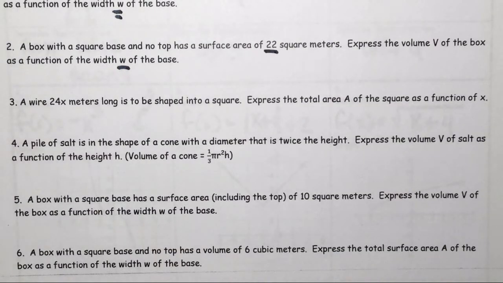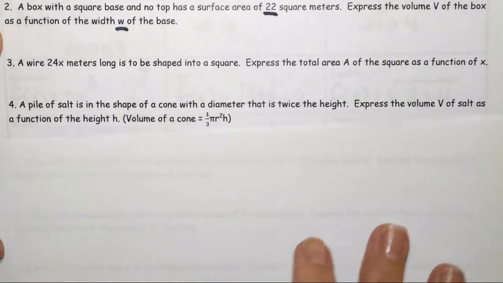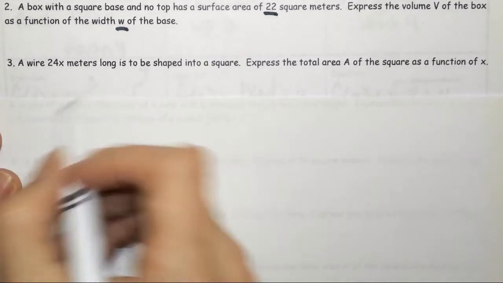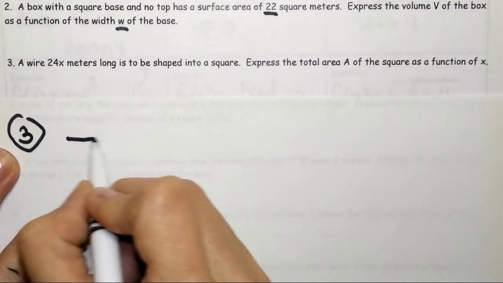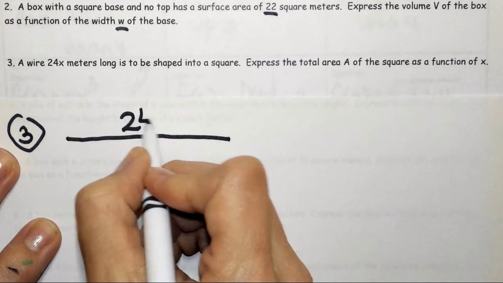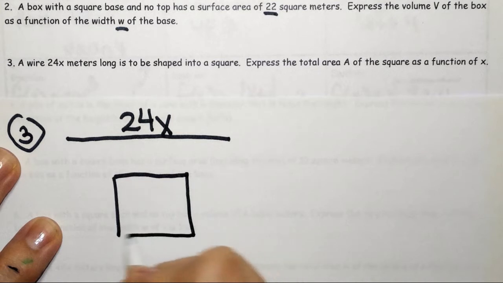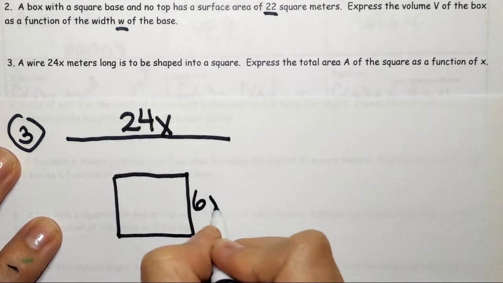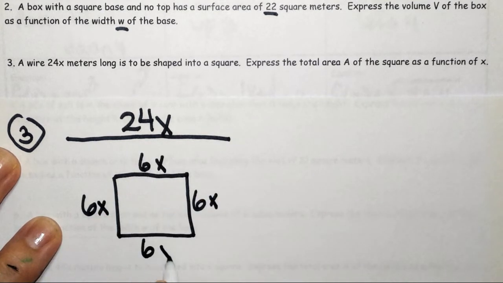Okay, let's go look at number 3. So number 3 was one that we did as a warm-up the other day in class. I said, hey, write this in your notes. It says there is a wire that's 24 meters long, and it's going to be shaped into a square. So what's special about a square? We said yesterday all the sides are the same. So if I take 24 and I divide it up evenly, every one of these sides is equal to 6x.